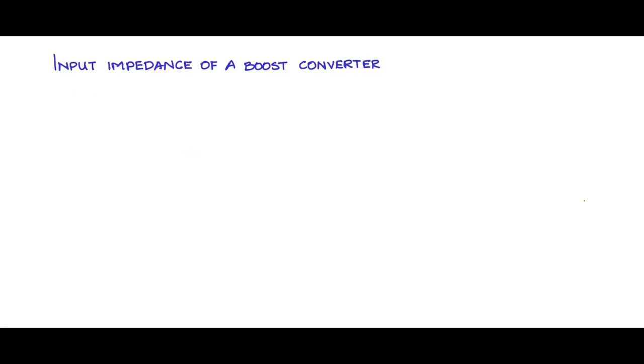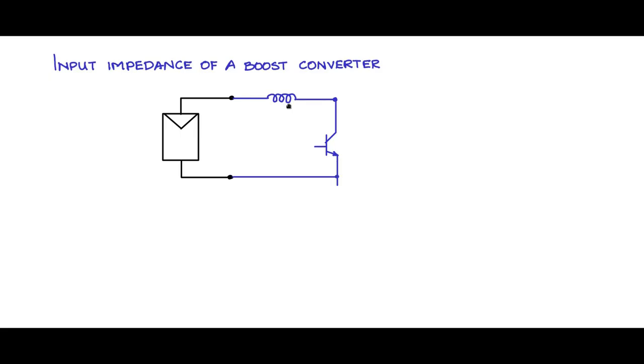Let us see how we can use the boost converter as a power interface for MPPT. Consider this photovoltaic module, and this photovoltaic module is now interfaced to the load by a boost converter. Boost converter is having an inductance at its input, a switch, a power semiconductor switch like this.